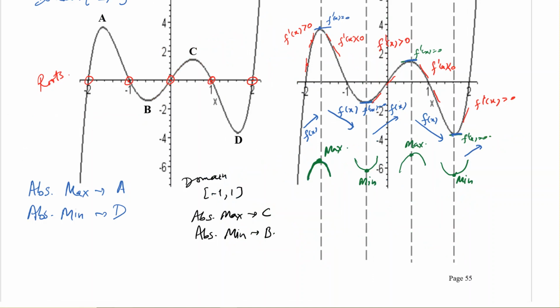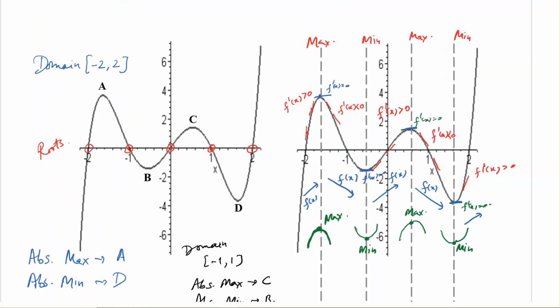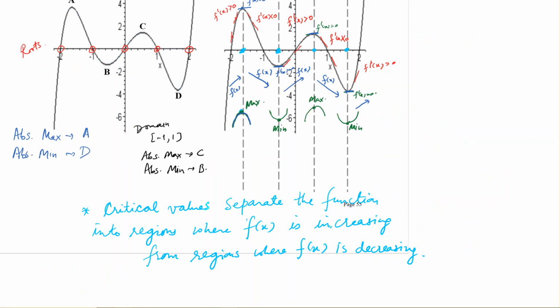Thus, we make a few observations from this discussion. I'm going to just write our observations here. These points of maxima or minima are called the critical points. This is an x value where we attain a maxima or minima. So we get that the critical values separate the function into regions where f(x) is increasing from where f(x) is decreasing. Critical values separate the increasing part of the function from the decreasing part of the function.